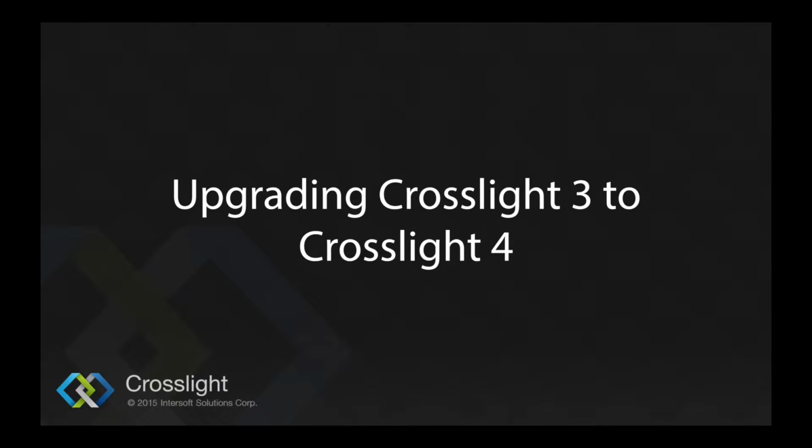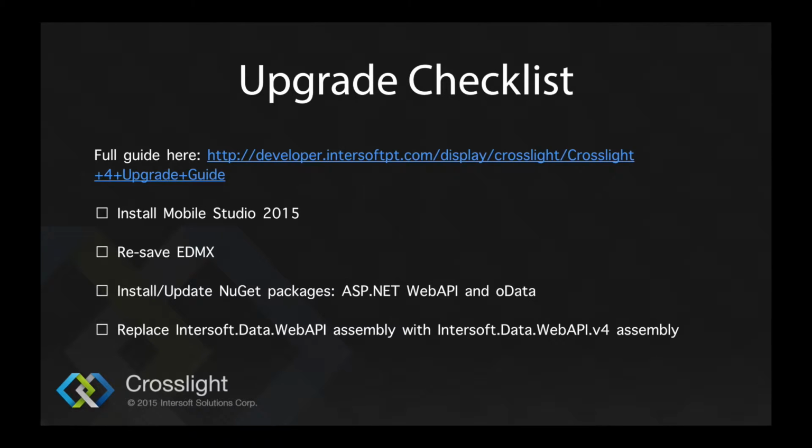So, what do you have to do to enjoy all this good stuff? Upgrading to Crosslight 4 is very simple. The full guide is available at the following link, and you can also find one in the description below. Upgrading to Crosslight 4 follows 4 simple steps. First, install the new Mobile Studio, resave the EDMX file, install and update NuGet packages, then finally replace the assembly with the new version. Well, let's get started.